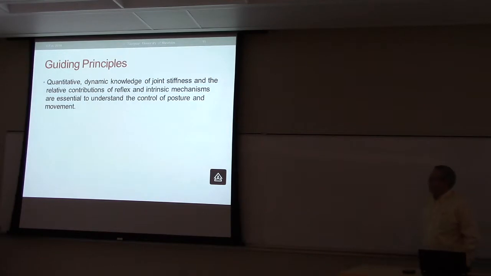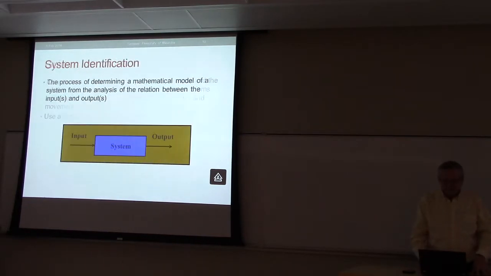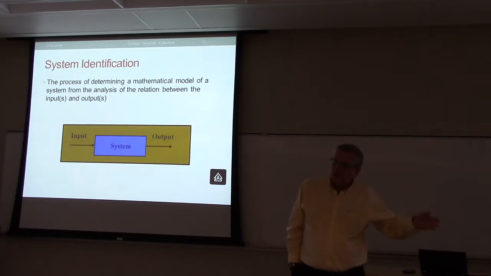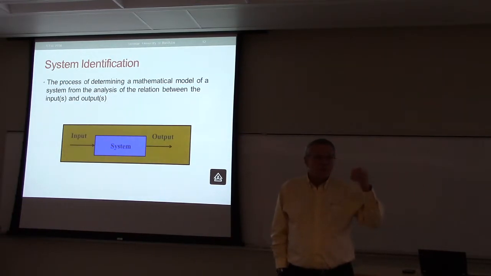Now, the guiding principle of the work I'm going to talk about is that quantitative dynamic knowledge of joint stiffness and the relative contributions of different mechanisms to it are essential to understand and control the posture of movement. And secondly, that a system identification approach is the way to deal with this. So what is system identification? Well, system identification is the poor brother of modeling. It's a modeling technique, but a technique in which, rather than trying to look at what we know about the system and build models, we do experiments and look at the relationship between manipulating the input of the system, observing the results, and trying to build the model.